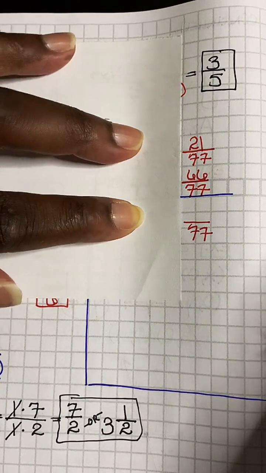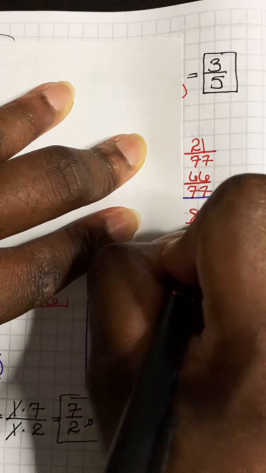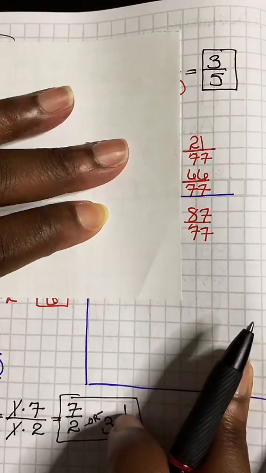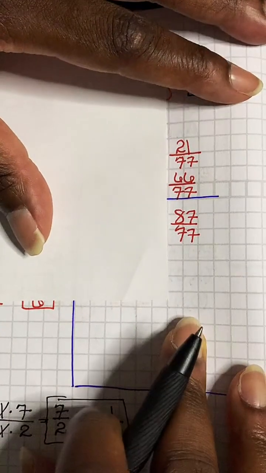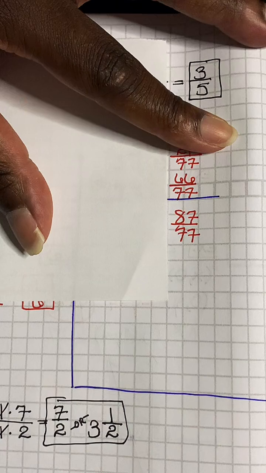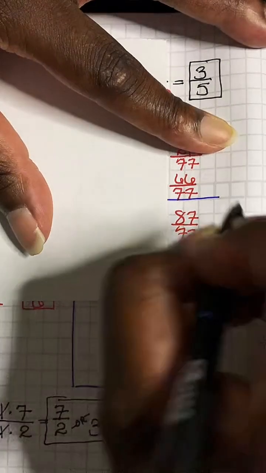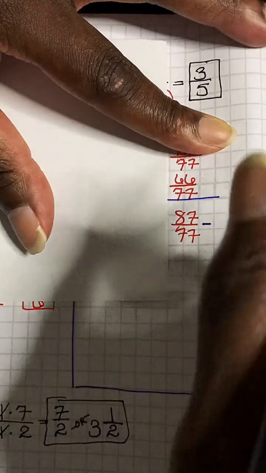Okay, I'm seeing 87, 77ths is good. 87 77ths. Nice. So since my numerator is larger than my denominator, that means I have at least one whole that I need to pull out. So I am subtracting what? What is the ratio that I'm going to use to subtract? Okay, so yes, 77 over 77.